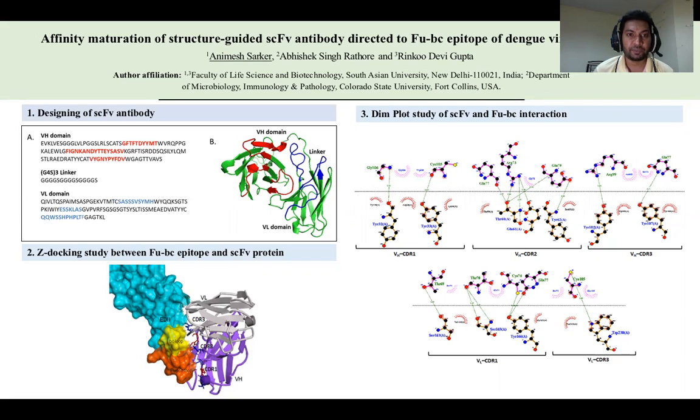Dengue virus is highly prevalent in 128 tropical and subtropical countries. Approximately 390 million people are getting infected each year throughout the world. However, there is no effective vaccine or treatment available yet. The major challenge of dengue treatment is antibody-dependent enhancement effects.